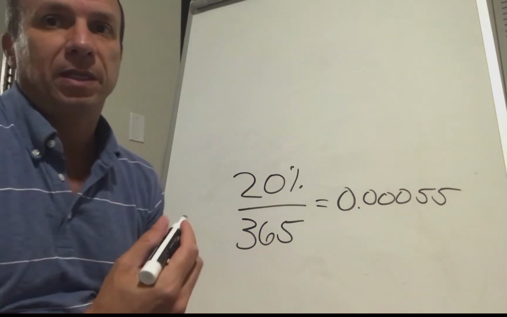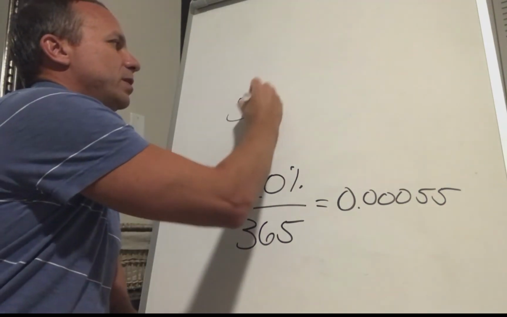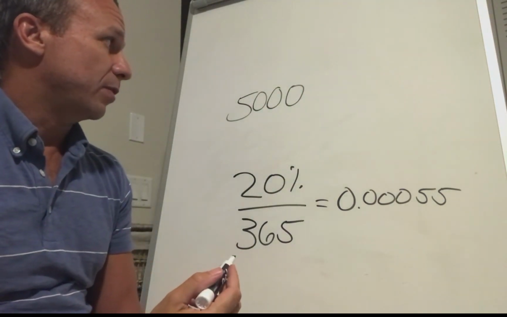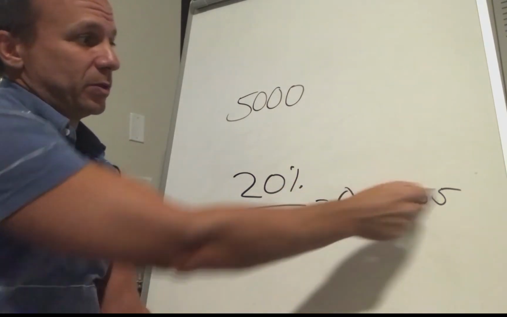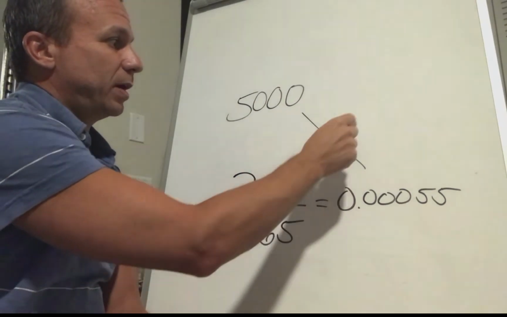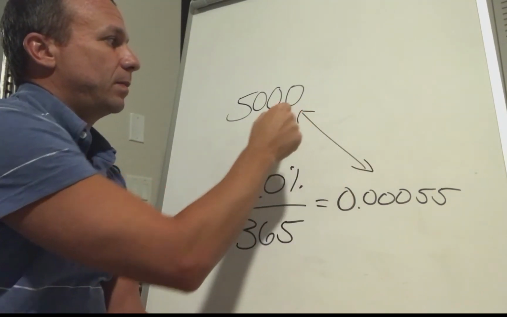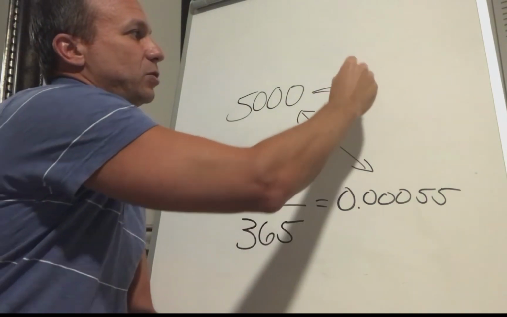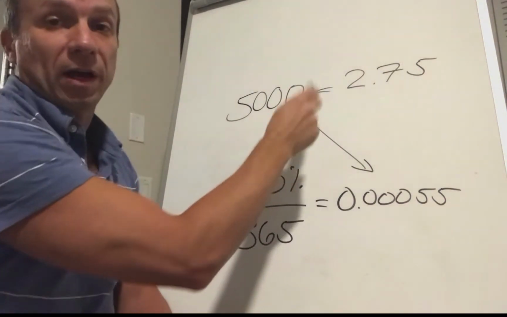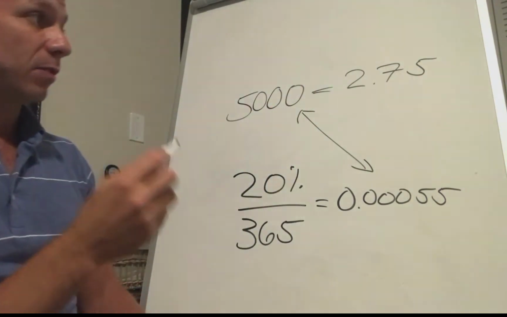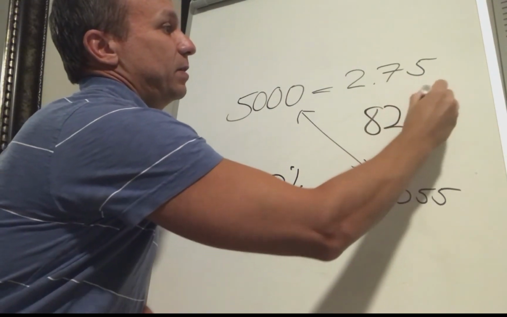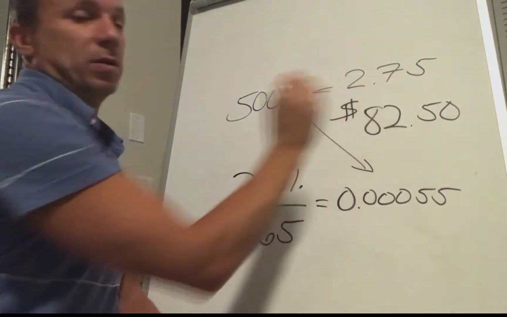But for today's example, let's say $5,000 is our average balance for the month. We'll then take this number, which was our daily percentage rate, and multiply those together, and that'll give us 2.75, and this is basically going to be a daily number. So we're going to want to then multiply that by the number of days in the month, and that'll give us $82.50. So this will be your interest charge.